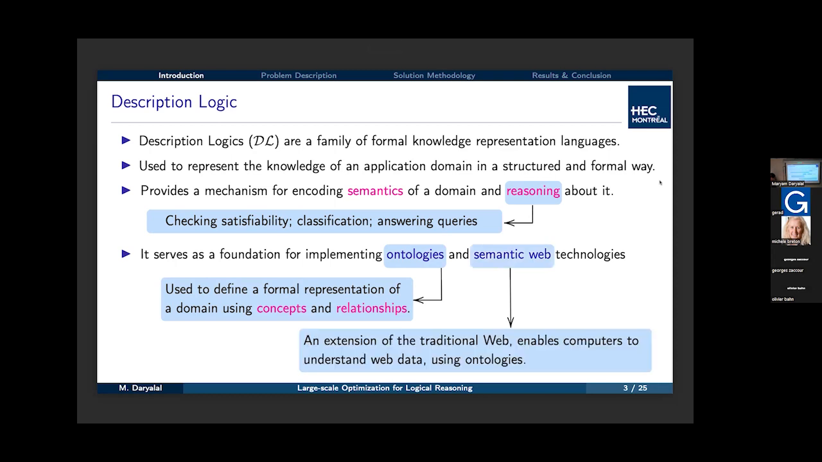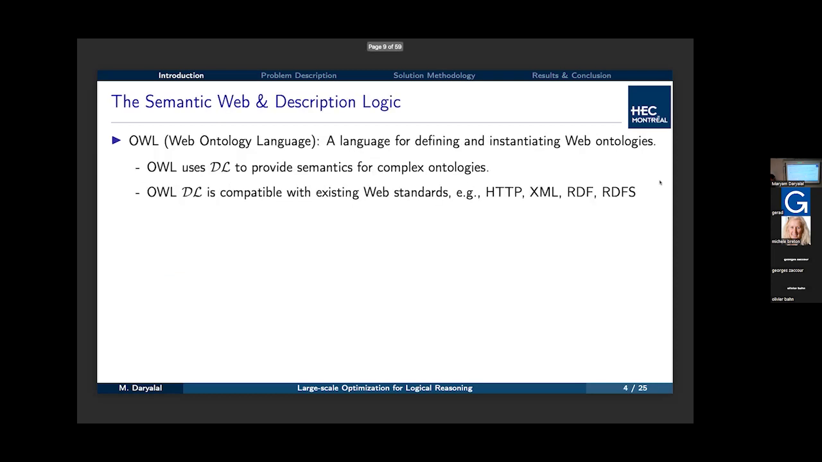And what is the semantic web? This would be the idea that we want to extend the current web so that it provides meaning to what we have, this knowledge representation that we have through ontologies, and being able to reason about them.